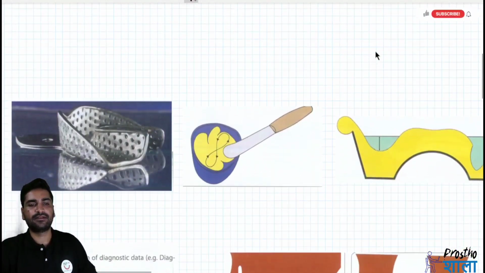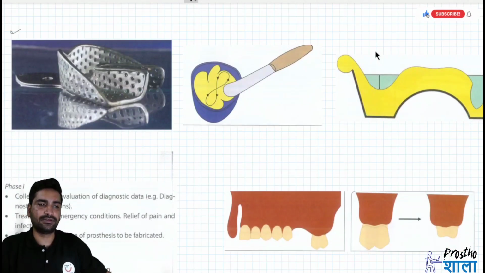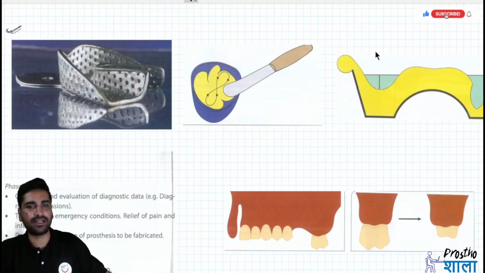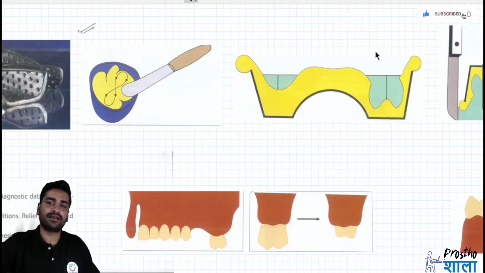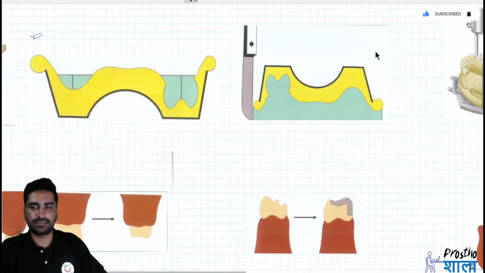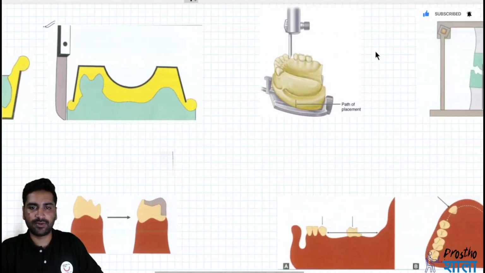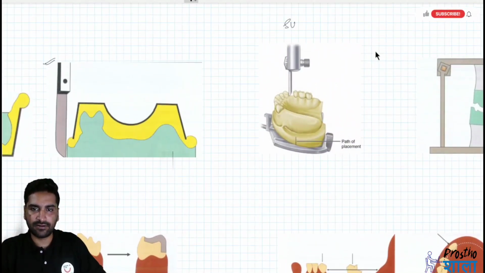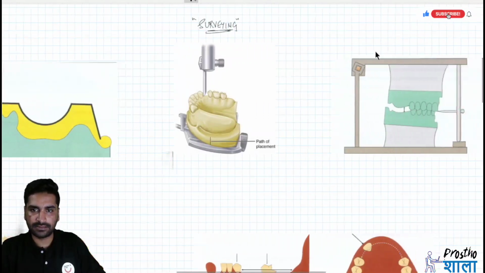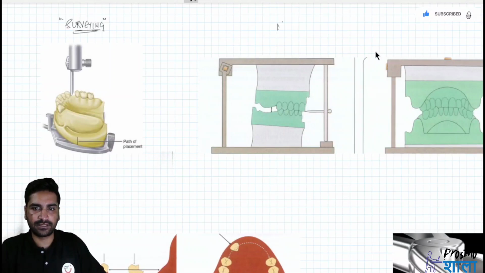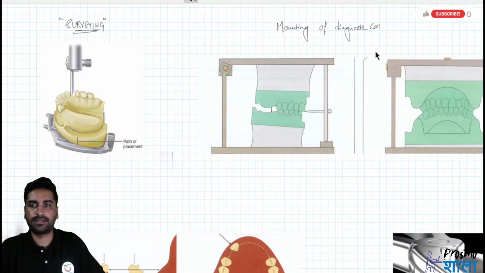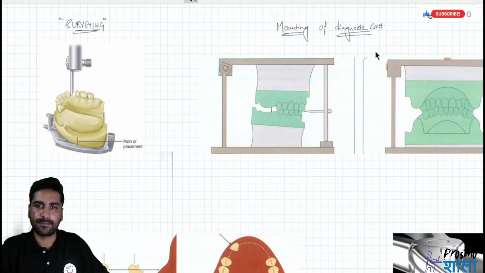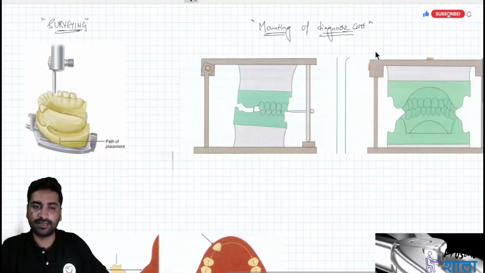impression for that patient, and for that purpose we use our stock trays or the perforated trays for alginate material. You take the impression, pour the cast, nicely trim the boundaries, and then the next step is surveying of the cast as well as mounting of the diagnostic cast. Mounting of the diagnostic cast is necessary. Now these 2 points again are very much important in the derived diagnosis part, because why?